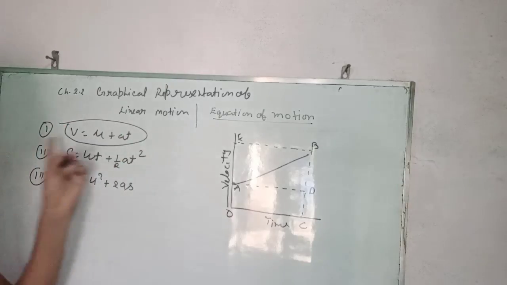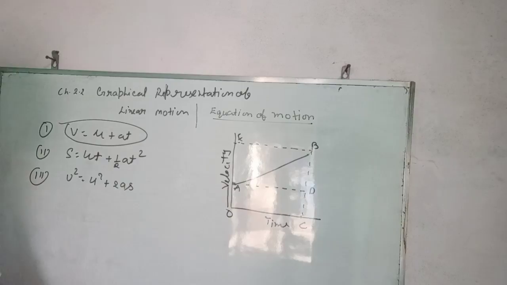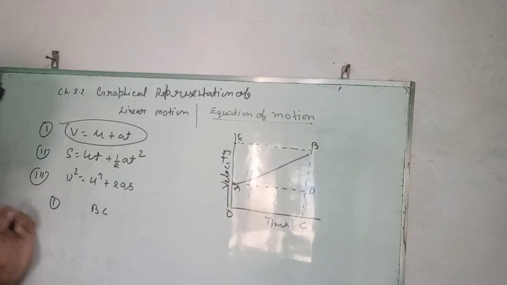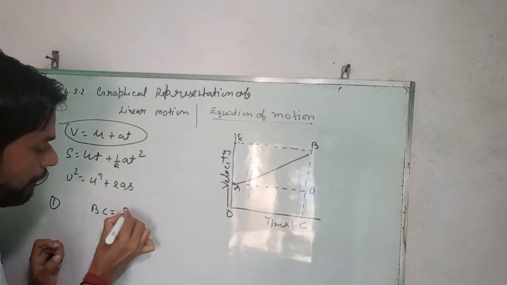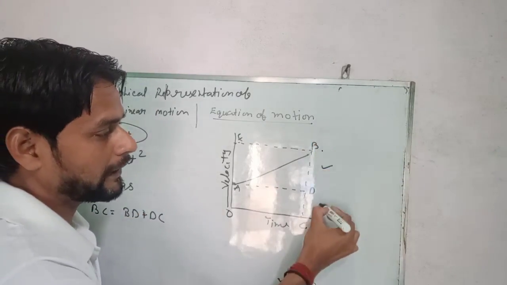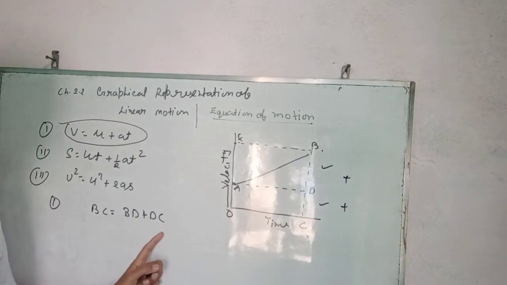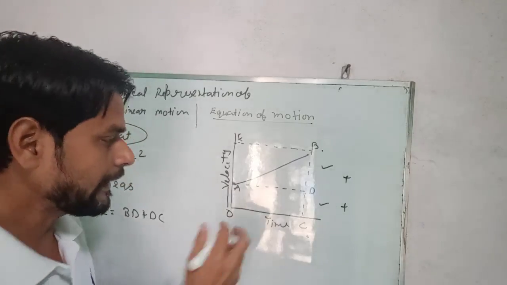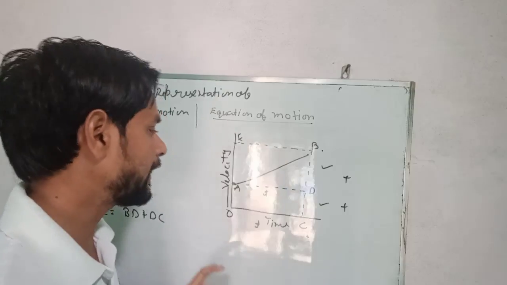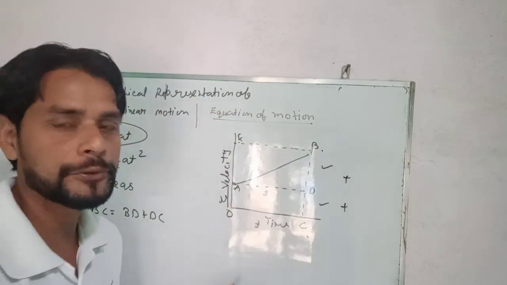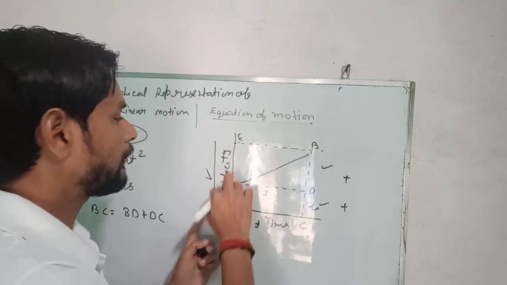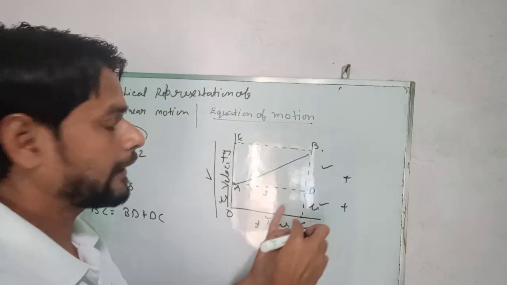Firstly, prove the first equation of motion, v is equal to u plus at. Let the final distance be B to C. BC is equal to BD plus DC. The value of OC is represented by t, because OC is the time. Also AD is equal to t. OA is the initial velocity, represented by u, and the final velocity is v. BD is the difference of velocity.